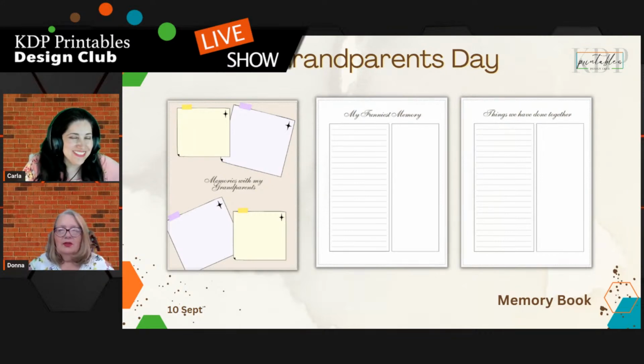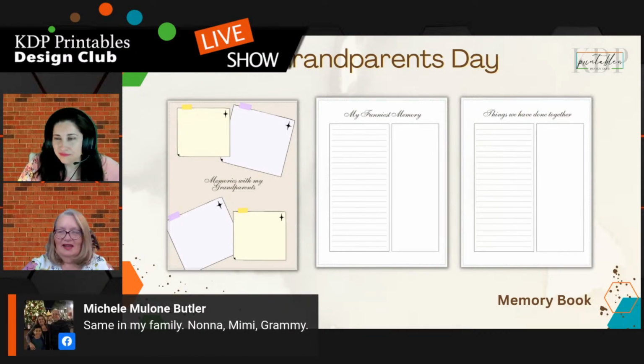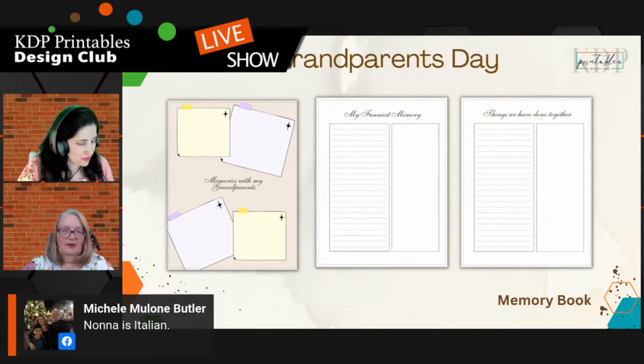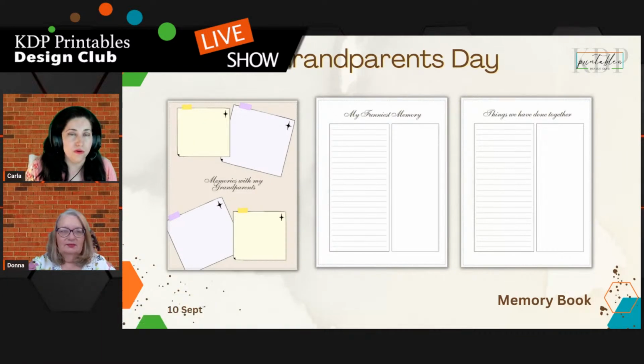Michelle's family has all kinds of names: Nona, Mimi, Grammy. There you go, guys, you have more ideas there. So that memory book can have one of those names, or be for dad, the grandpa, or the grandma, or the step grandma. Don't forget the steps, they count.